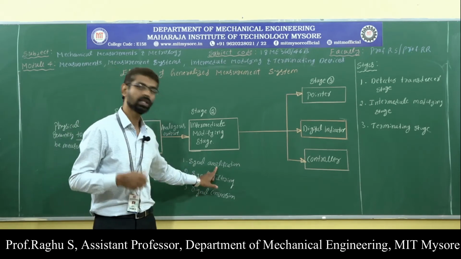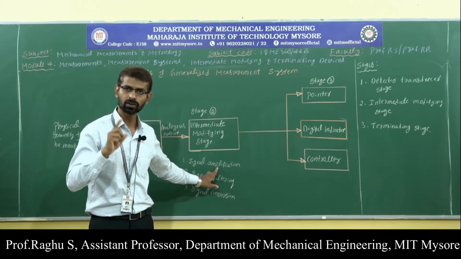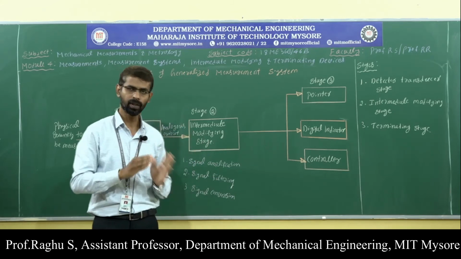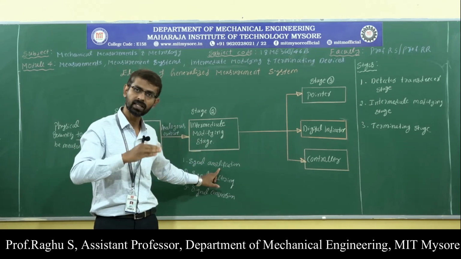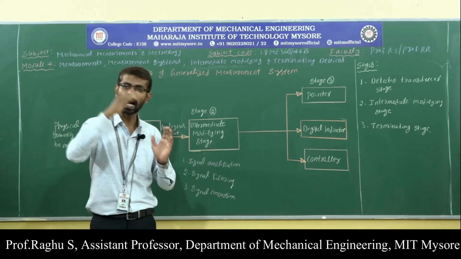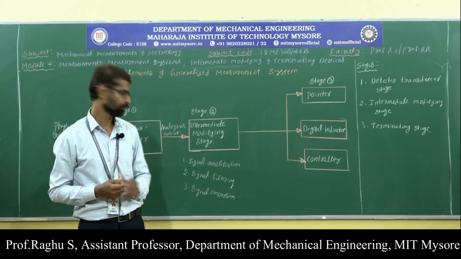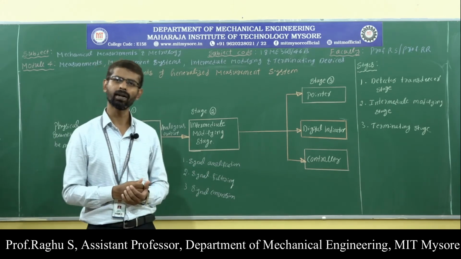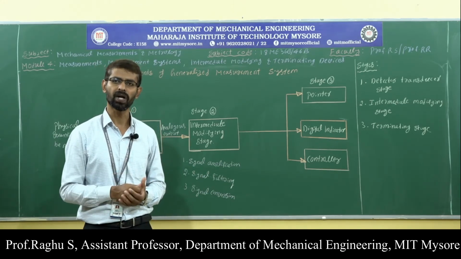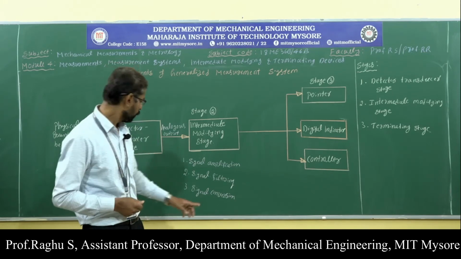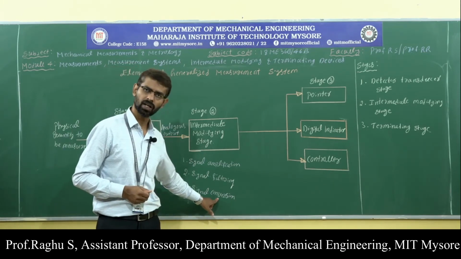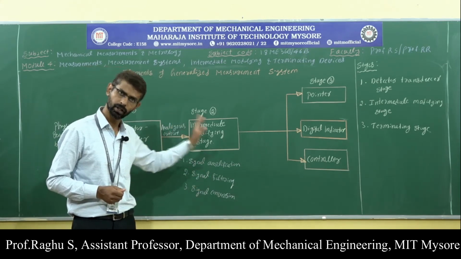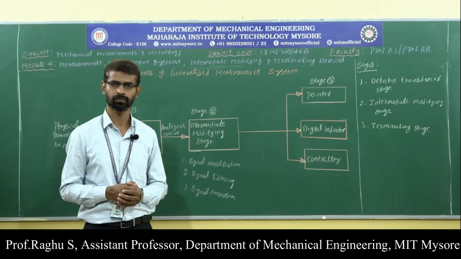Here we are using amplifiers. The function of amplifiers is to convert the small signal into a large signal. That means the amplifier increases the amplitude of the signal. Next, signal filtering. Signal filtering means removal of unwanted signals and variations. Finally, signal conversion. Signal conversion involves conversion of analog signal into digital form.